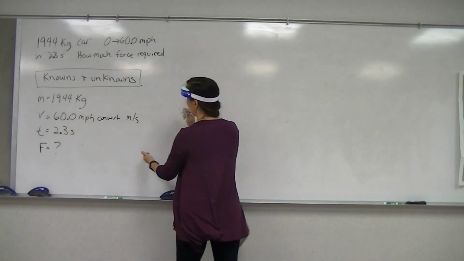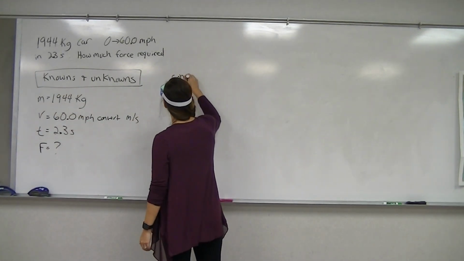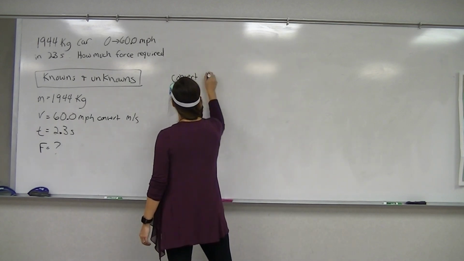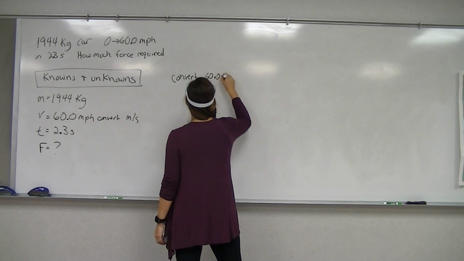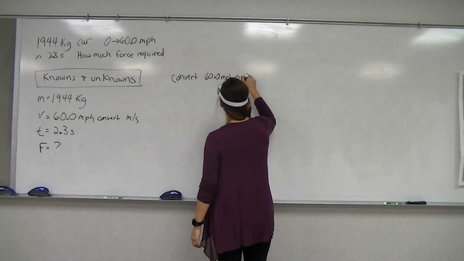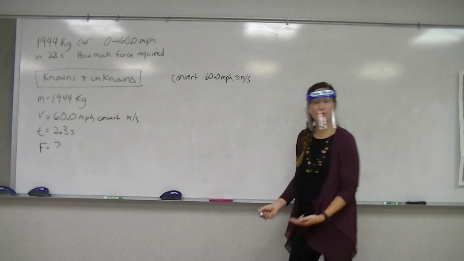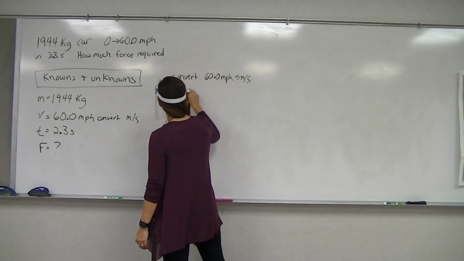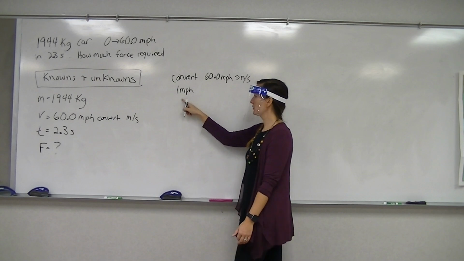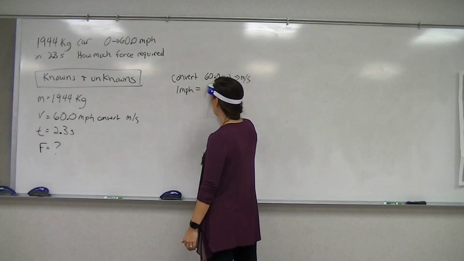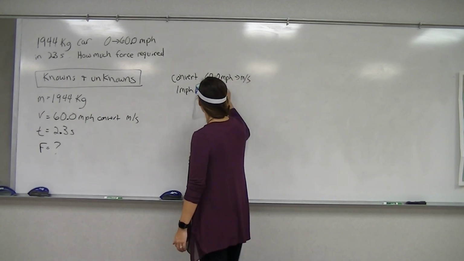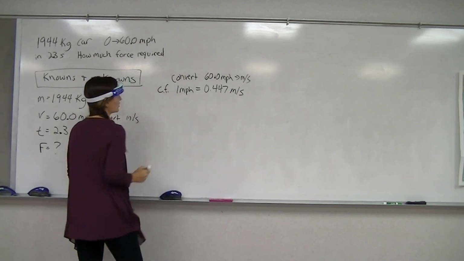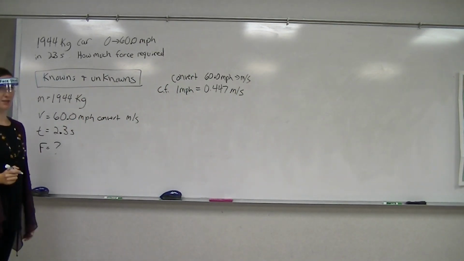So before I pick equations, I just said I'm going to convert. So that's what I'm going to do over here. I'm going to convert 60 miles per hour to meters per second. In order to do that, I need a conversion factor. So from last chapter, I gave you a conversion factor where you had 1 mile per hour equal 0.447 meters per second.